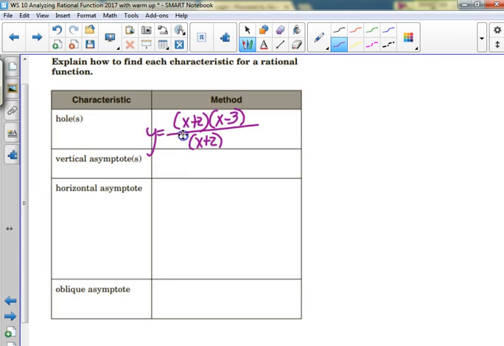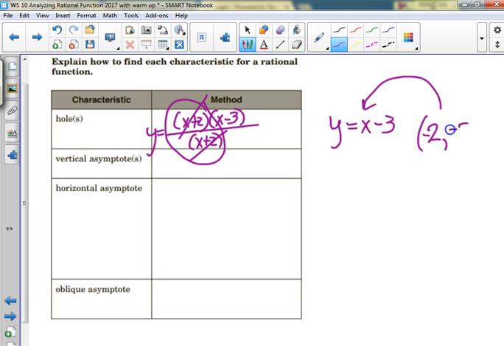This would actually just be the line y equals x minus 3, except it would have a hole at 2. And how would I find the y value of the hole? It would have a hole at -2. Just kidding, right? And then after I canceled, I can plug the -2 back in, and the hole is actually at -2, -5. All right, write one that has a vertical asymptote.